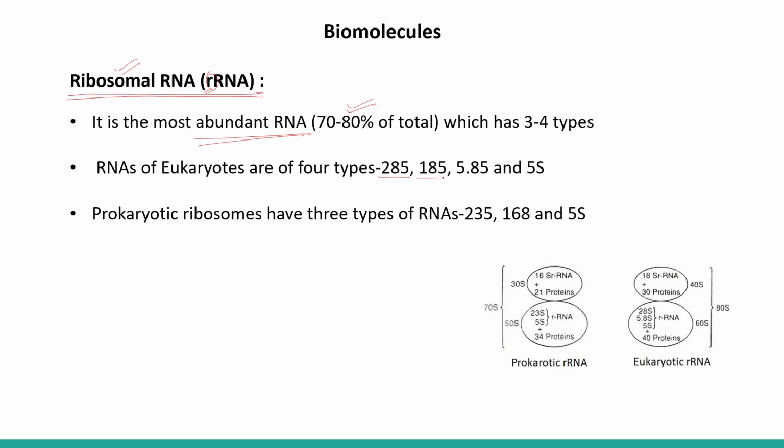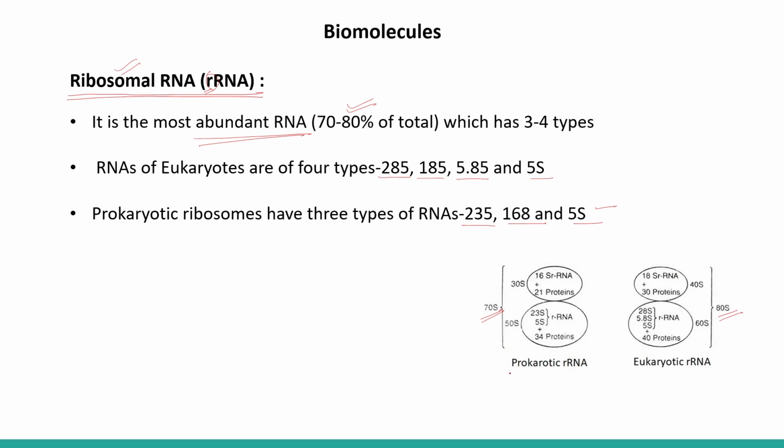28S, 18S, 5.8S and 5S. Prokaryotic ribosomes have 3 types: 23S, 16S and 5S. S stands for sedimentation coefficient. So here in the structure you can see the prokaryotic ribosome is 70S type and eukaryotic is 80S type.